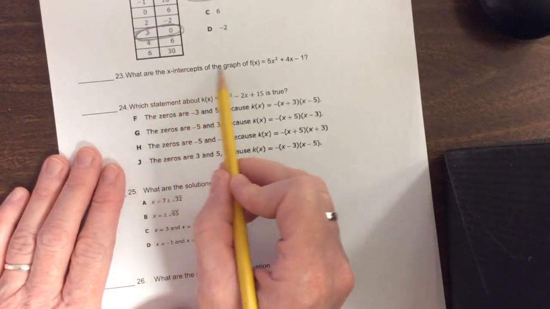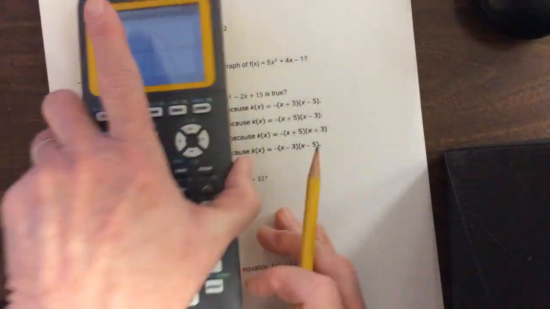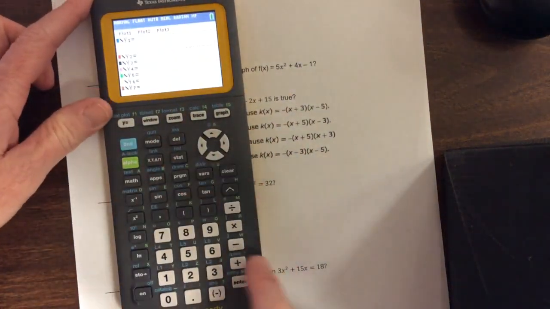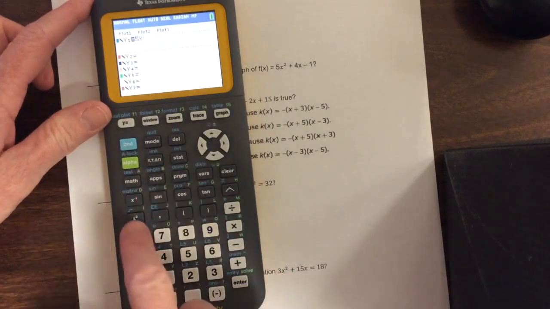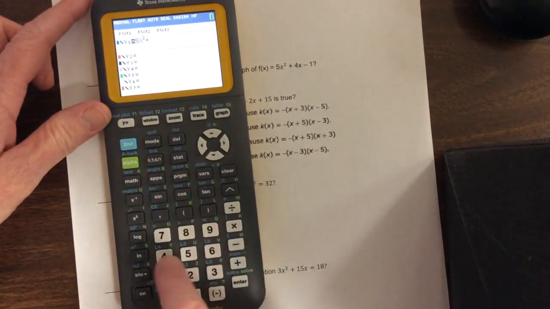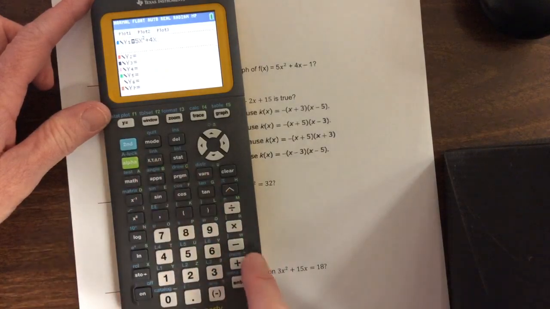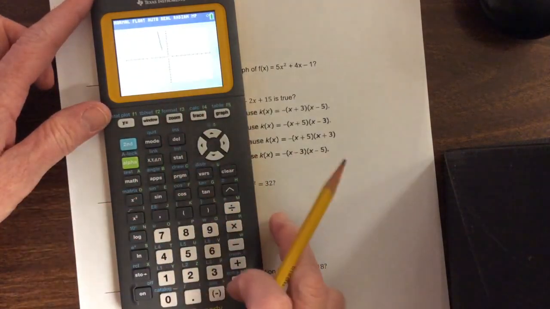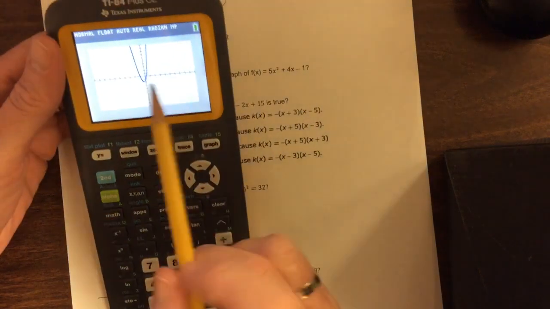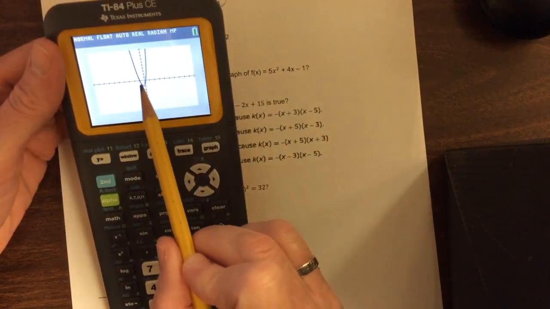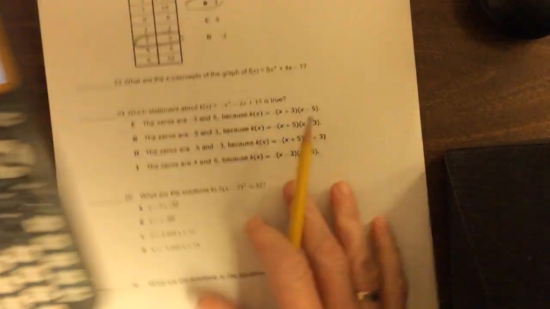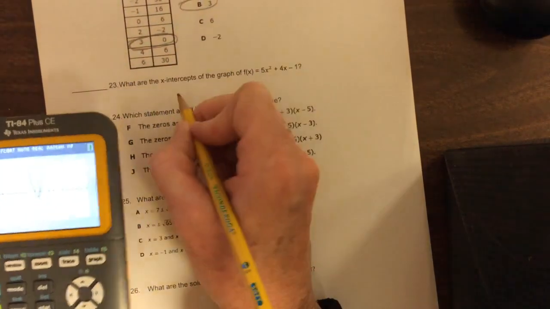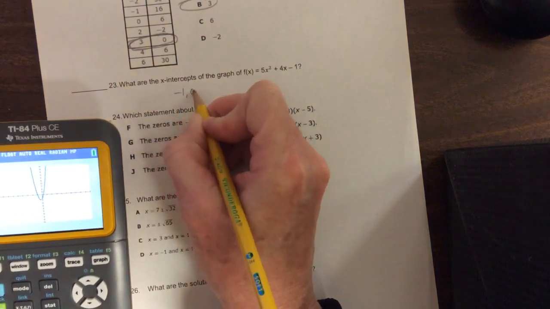What are the x-intercepts of this graph? Well, let's figure it out. y equals, clear, I have 5x squared plus 4x minus 1. I'm going to hit graph. And looks really good. I can see, well, I can see one of them, but not the other. So I know 1, 0 is -1. So when x is -1, y is 0.